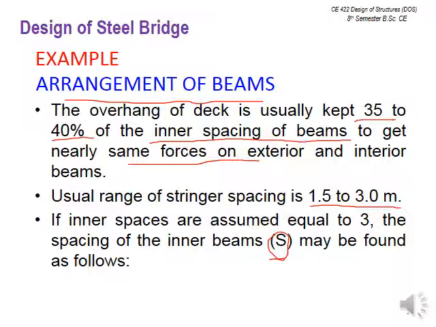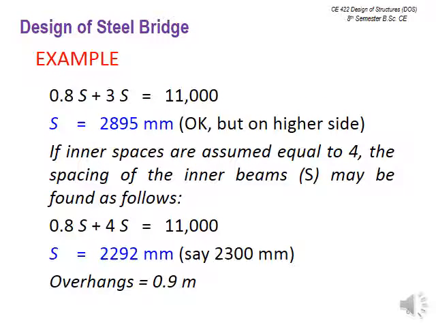So if the inner spaces are assumed equal to 3, first we can start with assuming the spacing equal to 3 and the number of girders, total stringers, equal to 4. The spacing of the inner beam S may be found as follows. So continuing with that, this is 0.8S, meaning 40% of the inner spacing provided as an overhang on both of the sides. So it gives you 0.8S.